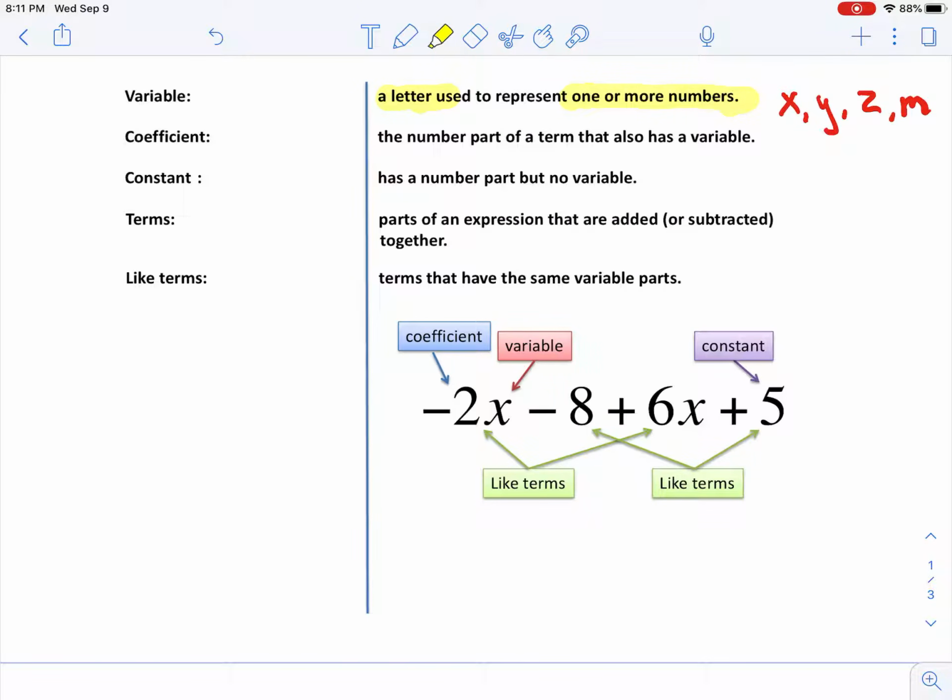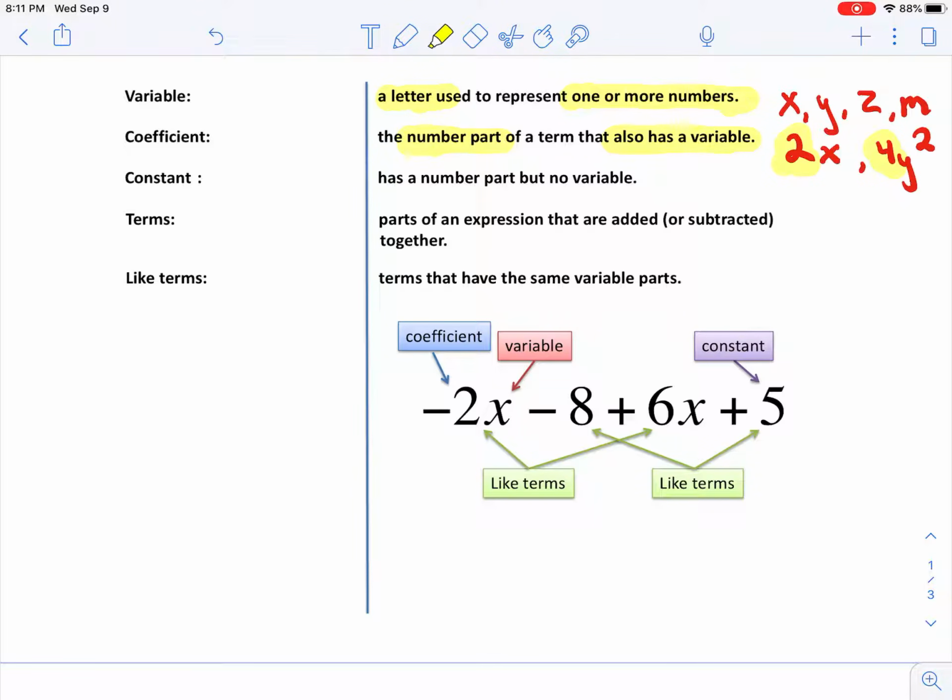Then if we take a look at coefficient, a coefficient is the number part of a term that also has a variable. When we look at a term that has a number and a variable, we're looking at ones that are being multiplied. So you might see something like 2x, in which the 2 is the coefficient. Only the 2. Or maybe it's 4y squared. And in that instance, the coefficient would be 4.